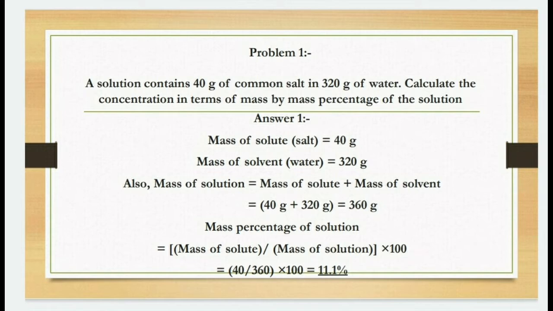Now we will put the formula. Mass of solution is equal to mass of solute plus mass of solvent, which is 40 gram plus 320 gram, equal to 360 gram. Then mass of solute upon mass of solution, whole multiplied by 100. The answer is 40 upon 360 multiplied by 100, and you will get the concentration in terms of mass by mass percentage of the solution, that is 11.1%.